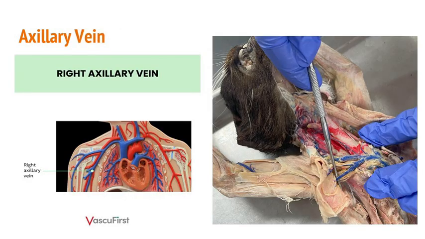Now we have the axillary vein, which is a large blood vessel that carries blood from the upper limb, axilla, and the lateral aspect of the thorax back to the heart.